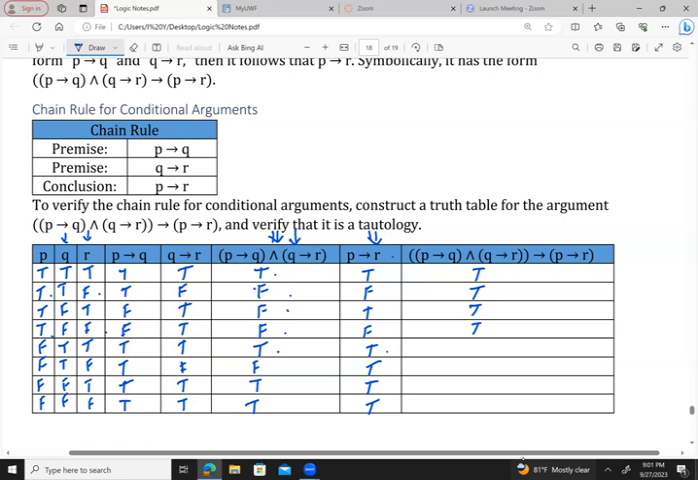Here I have true and true, so it's true. Here I have false, so it's going to be true. Here I have true and true and true and true. And again, we have our tautology, so we have a valid statement. This shows that this works.